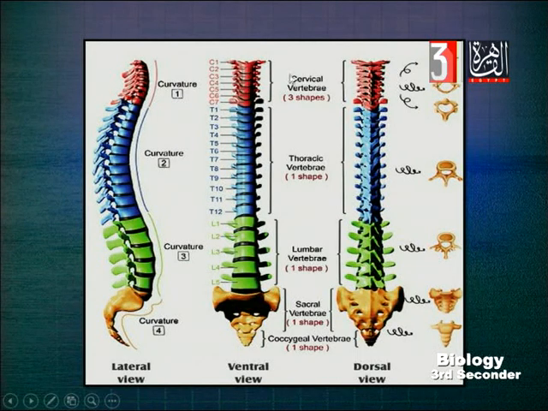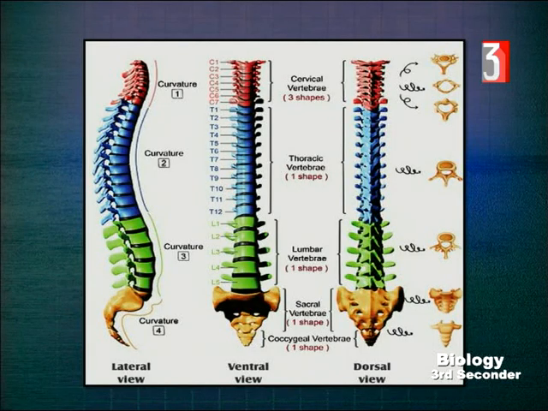Cervical vertebrae have 3 shapes. Shape number 1 differs from shape number 2, and both differ from the rest of the cervical vertebrae. Thoracic vertebrae all have 1 shape. It is 12 vertebrae. The vertebrae of the cervical and thoracic regions articulate with each other, meaning they are not fused.